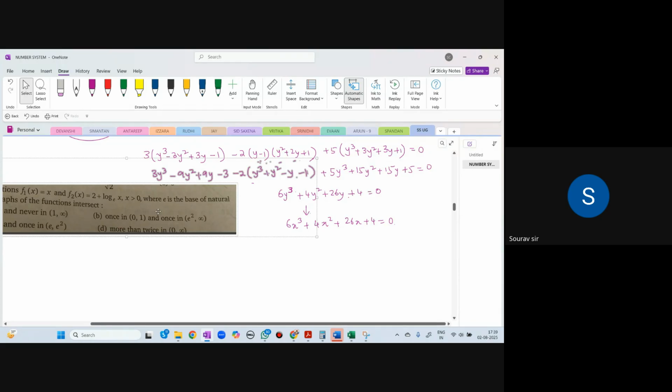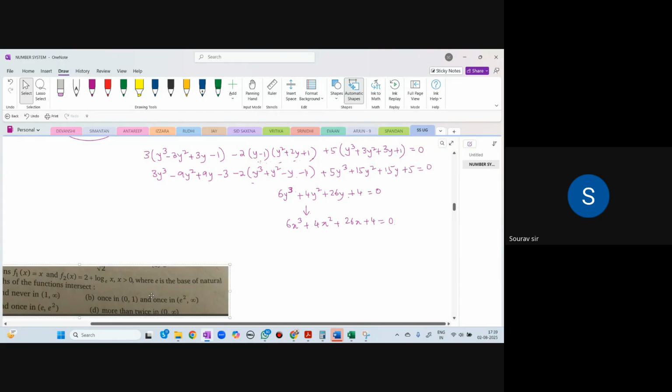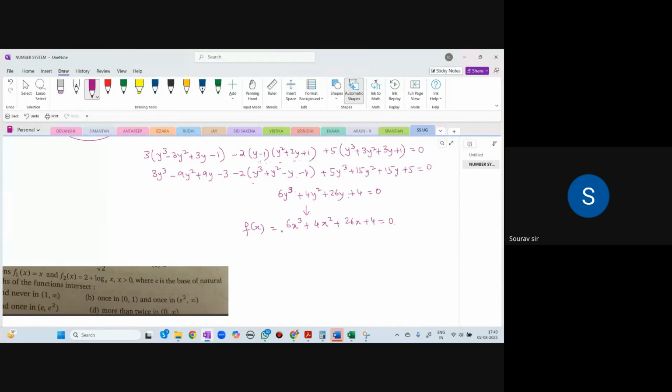Only Descartes' rule will not give you the answer. Why? Because this is your f(x). Now, what is Descartes' rule telling you? The number of sign changes of f(x) will give you the number of positive roots. The number of sign changes of f(-x) will give you the number of negative roots. So here there is no sign change for f(x).